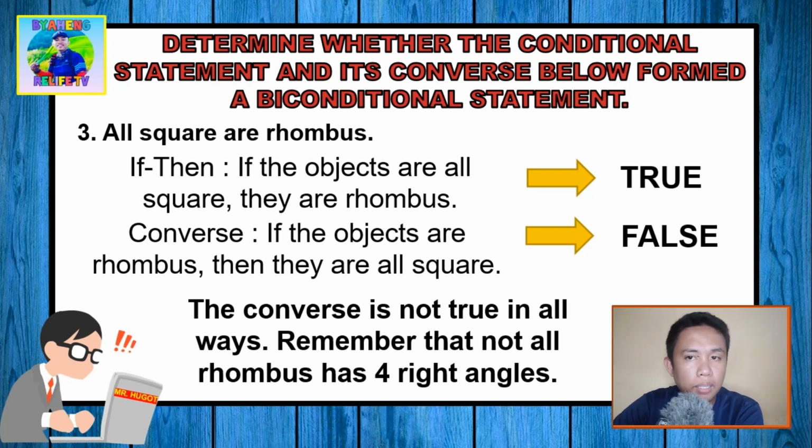But not all of them can produce 4 right angles, which is the same with a square. Okay? So guys, we cannot make a biconditional statement out of this statement. So those are examples of biconditional statement.